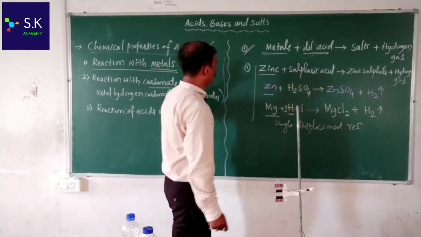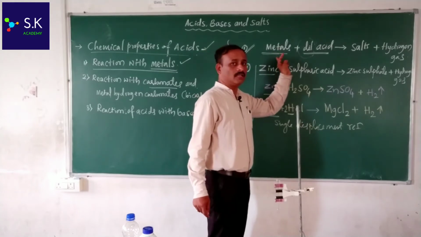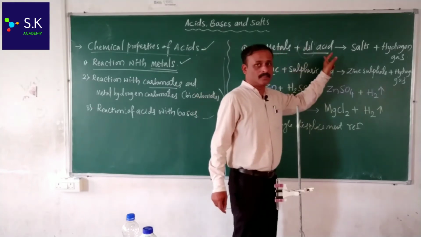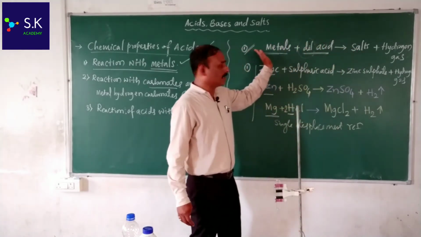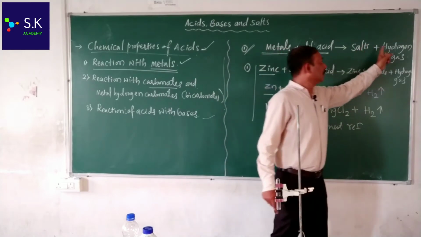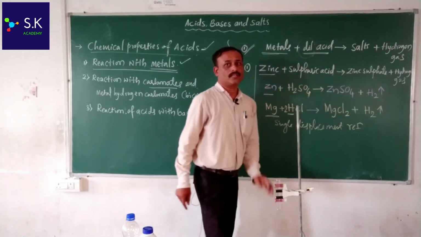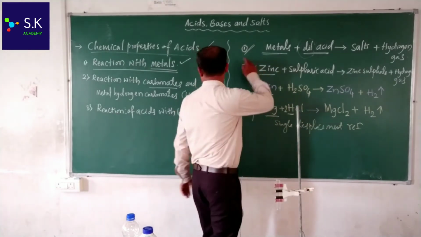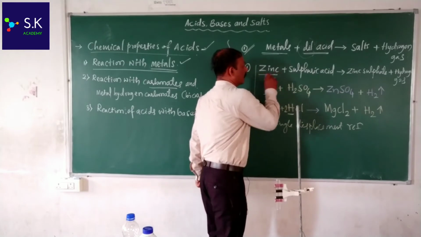acids react with metals. So you take any metal, and when the metal reacts with acids, it produces its salt. Whatever the metal is, that metal's salt will be produced. Along with that, there is a liberation of hydrogen gas. So that is the general form of the chemical reaction of acids with metals.